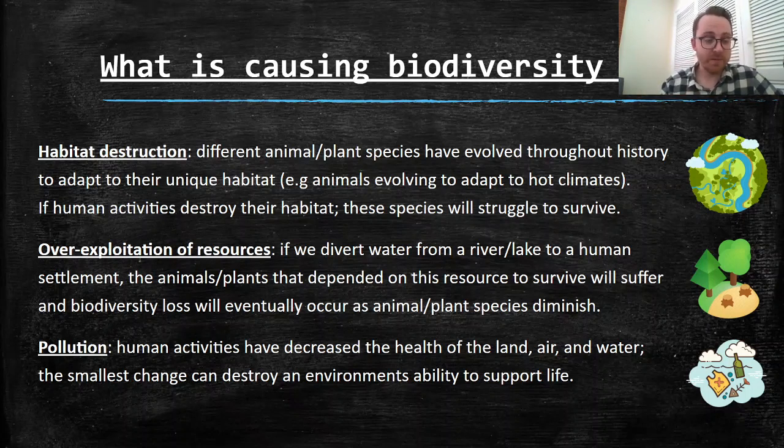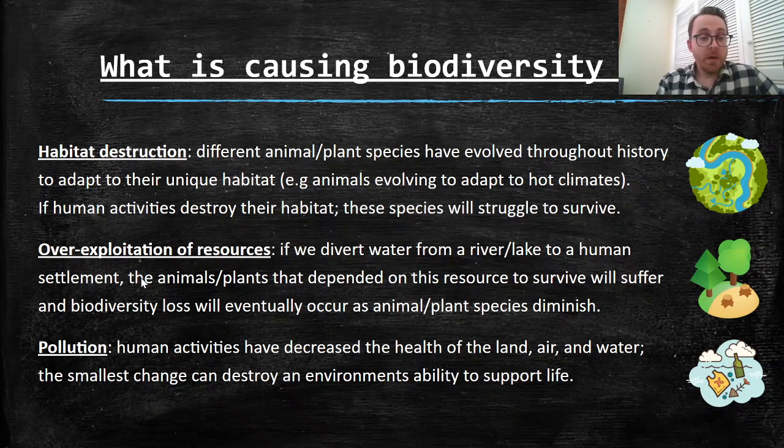So if we have an entire forest, instead of cutting down 10 trees so that we have wood and whatever we need for human settlements, we cut down the whole forest. Or instead of fishing out 10 fish from a lake or a river, we fish out the whole lake.